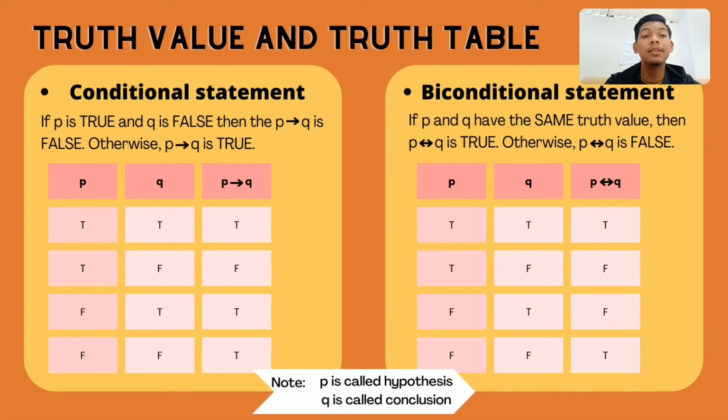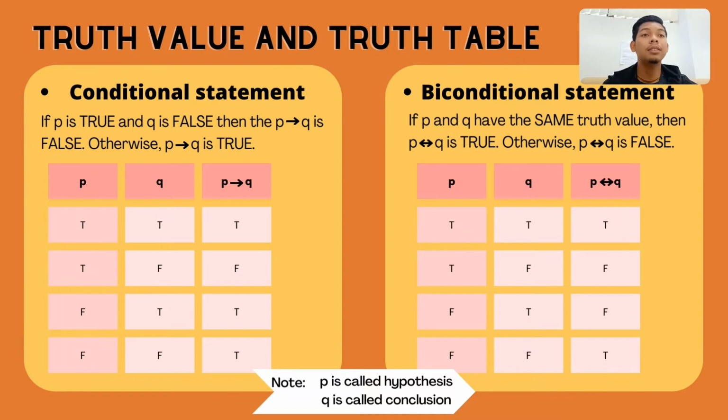The fourth one is the conditional statement. If P is true and Q is false, then P implies Q is false. Otherwise, P implies Q is true. There is only one situation that makes the statement P implies Q false, which is if P is true and Q is false, or we call it, if your hypothesis is true and your conclusion is false, the statement will be false. Other than that, the statement is always true, as you can look at the truth table here.